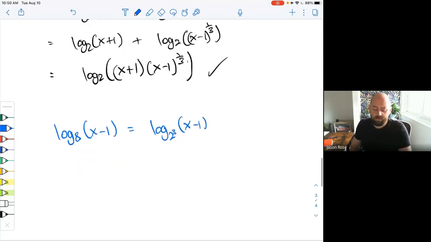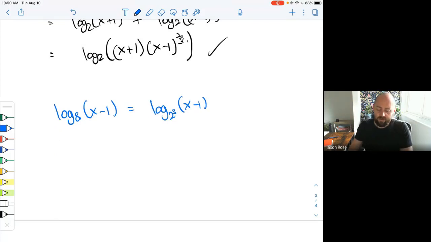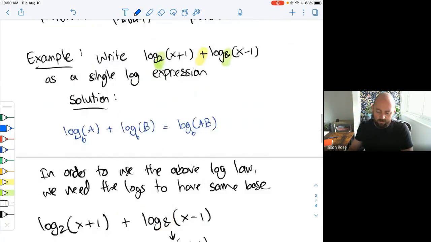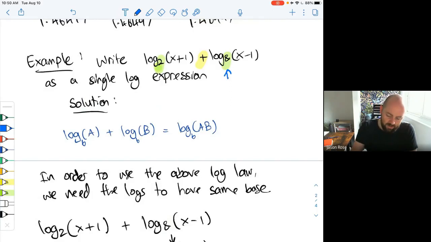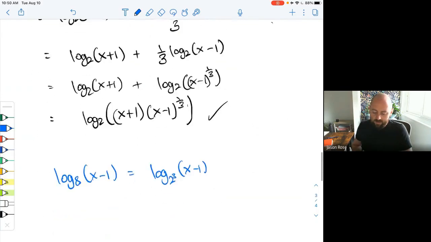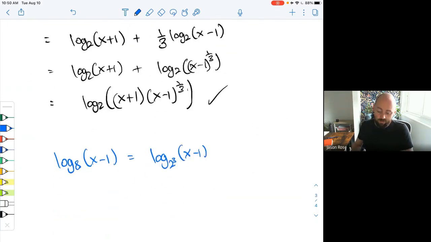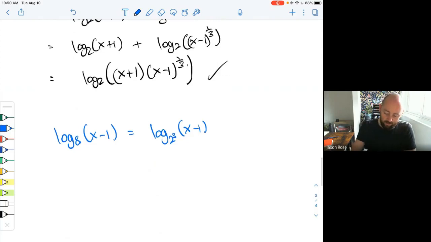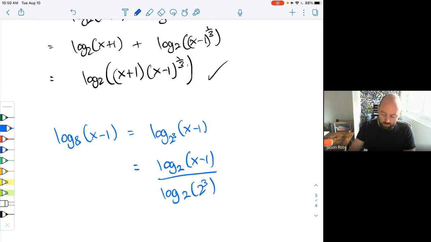Yeah, I guess you could use the change of base formula now. So the issue is that you want that base and that base to be the same. So changing 8 to 2 cubed straight away still doesn't make it the same base, because it's 2 cubed and not 2. But I could apply the change of base formula now, and let's say I want my new base of 2. And here's log to the base 2 of 2 cubed.